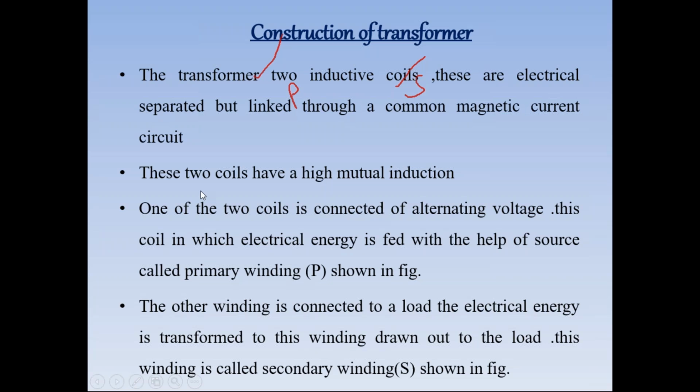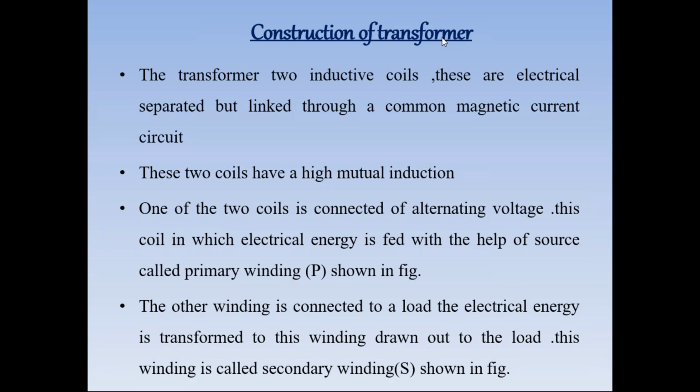These two coils have high mutual induction. I already told you that every electrical machine, whether motor, generator or transformer, works on Faraday's law of electromagnetic induction. The device which generates flux due to current should be capable of carrying that induction. But here it is different, so we call it Faraday's law of electromagnetic mutual induction.